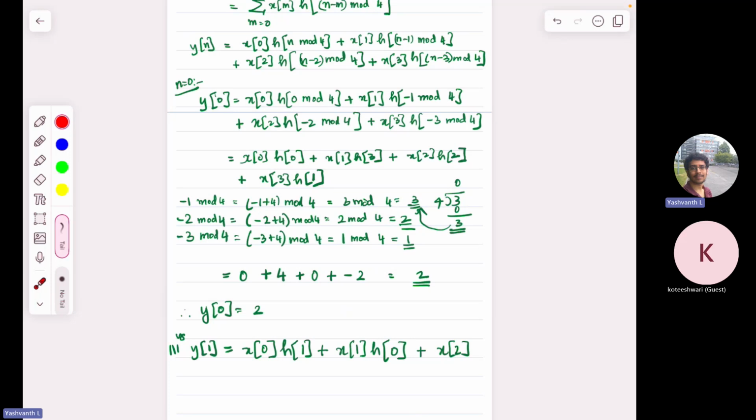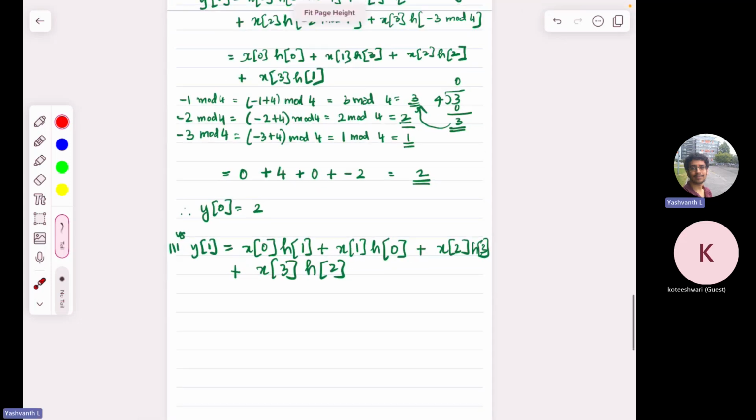So basically, what did we do? 1 mod 4 is basically 1. 1 minus 0 mod 4 is basically 0. Then 1 minus 2 will be equal to minus 1 mod 4, but minus 1 mod 4 is nothing but 3. This becomes x of 2 into h of 3 plus x of 3 into h of 2. Why 2? Because if you put n equal to 1 here, 1 minus 3 is minus 2. Minus 2 mod 4 is basically 2. That's why h of 2.